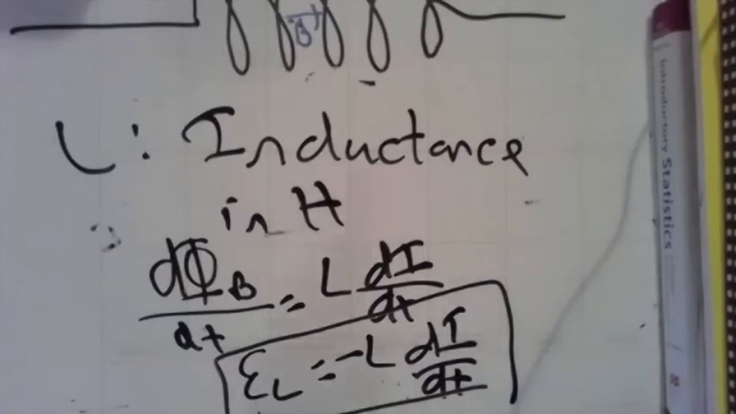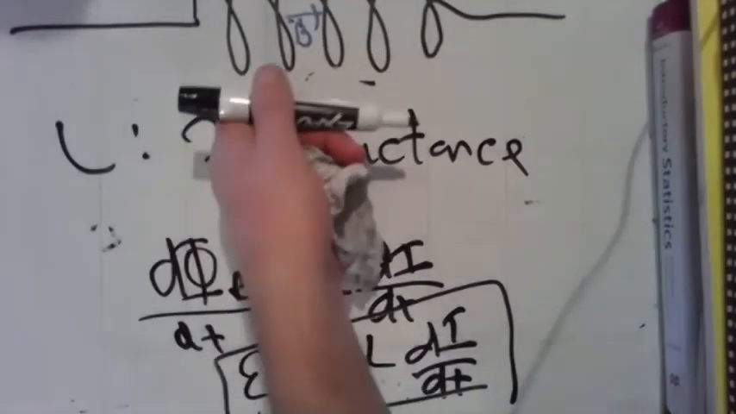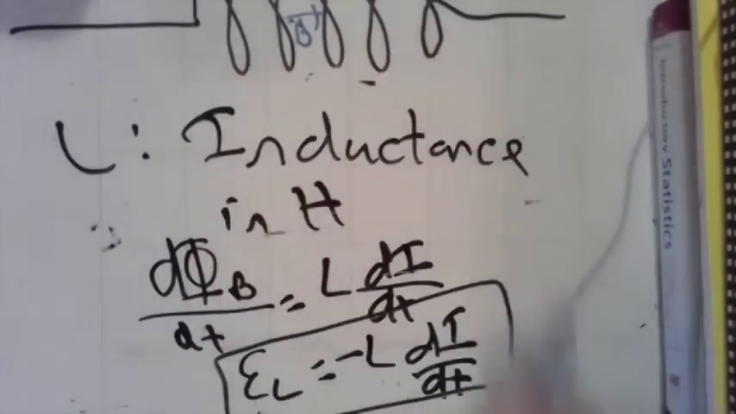The induced current tries to stop you from doing what you're doing. It goes in the opposite direction of the changing current. If your current's going up, the inductor tries to stop you and goes backwards. If the current's decreasing, if dI/dt is negative, then your induced current will flow in the same direction that current used to flow in to try to make up for that loss.